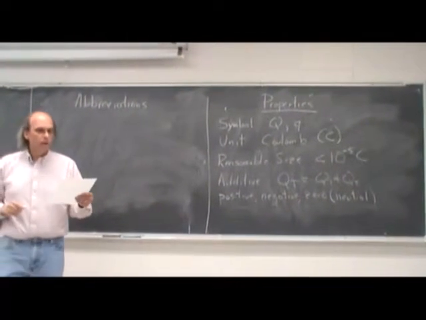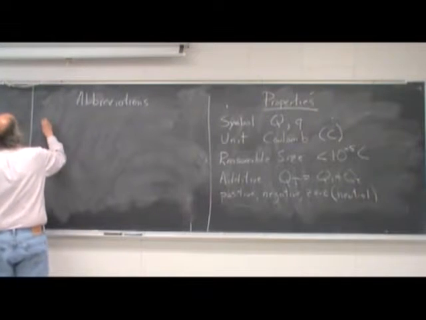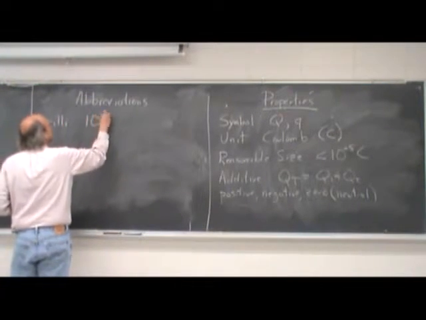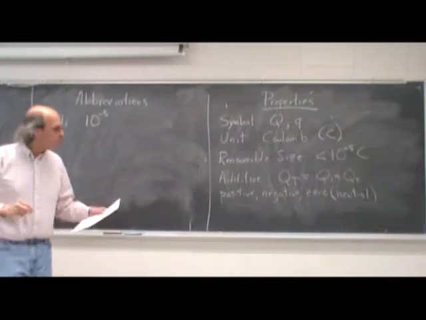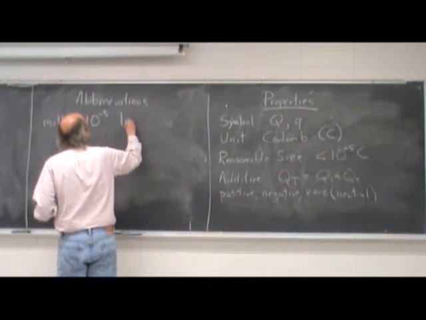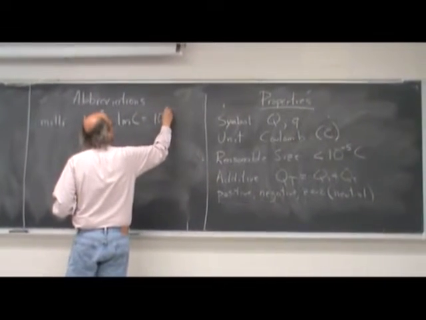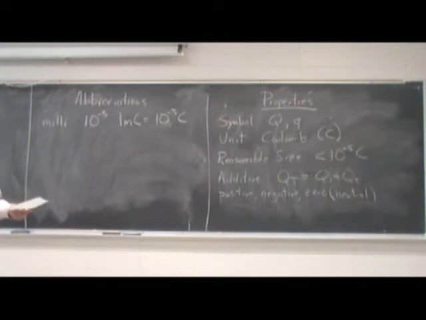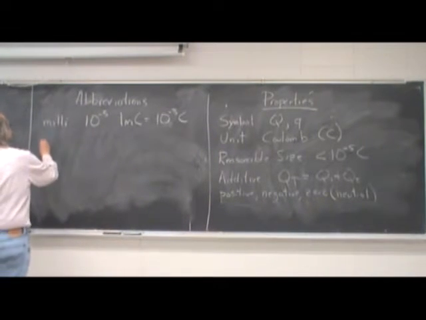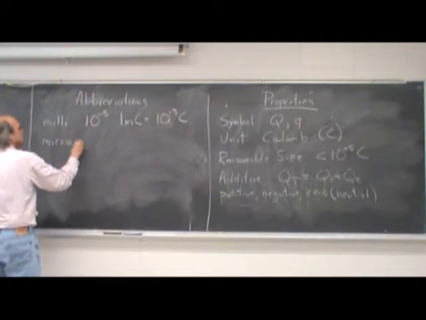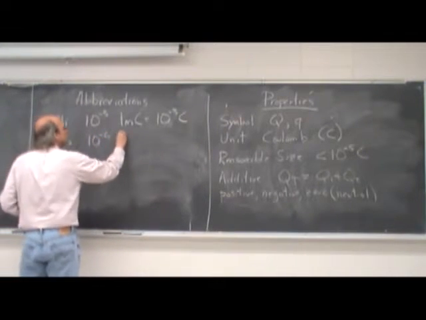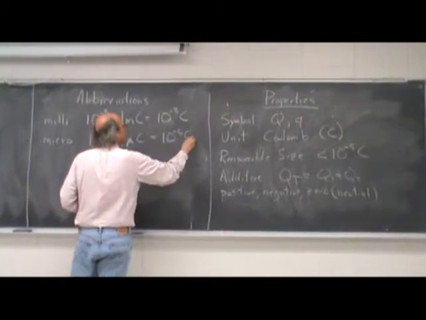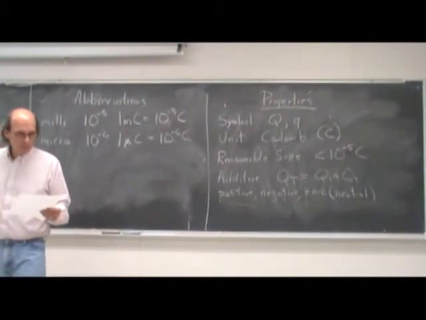So we're going to start with millicoulombs. First abbreviation is milli. It's going to be 10 to the minus 3 of something. And so 1 millicoulomb is 10 to the minus 3 coulombs. Millicoulomb is still a lot of charge, so mostly we're going to produce microcoulombs. That'll be 10 to the minus 6. Micro is mu. 1 microcoulomb is 10 to the minus 6 coulombs.